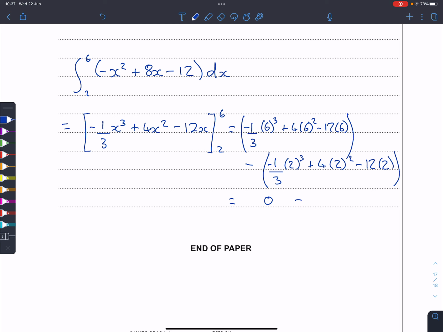Take away. If I change all my 6's into 2's, I get negative 32/3. Try to write that properly. So 0 take away a negative means 0 add, so your answer is going to be 32/3. 10 2/3, if you wanted to write it that way, but 32/3 is fine.